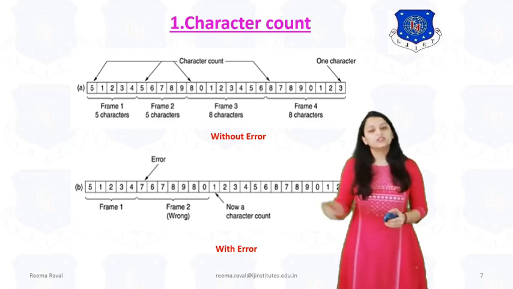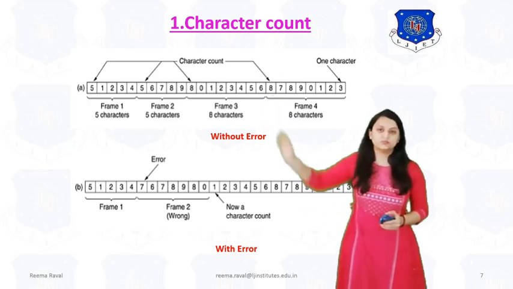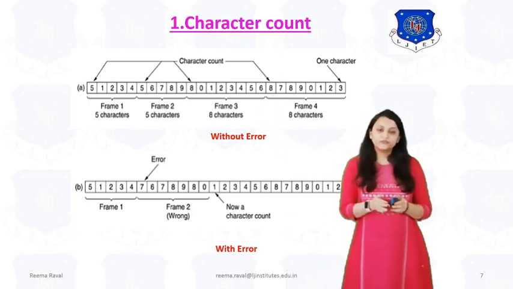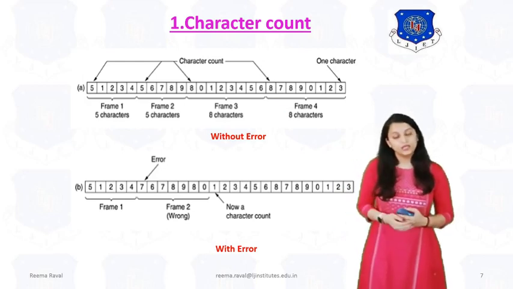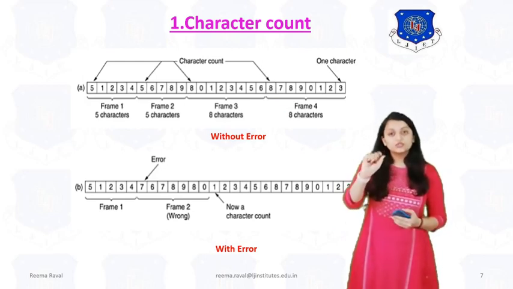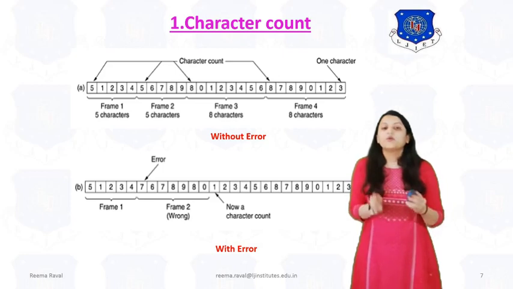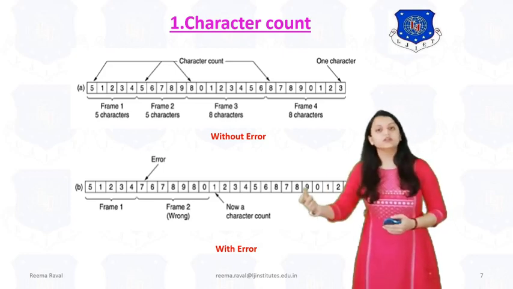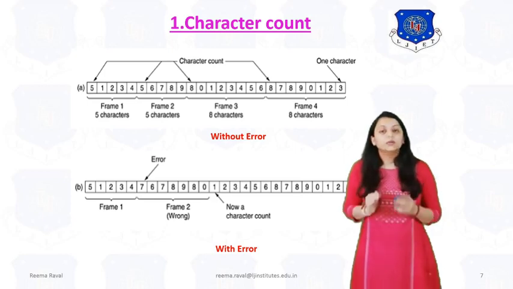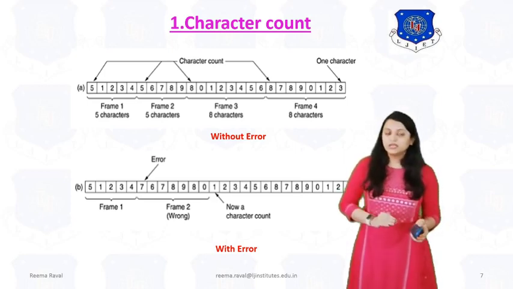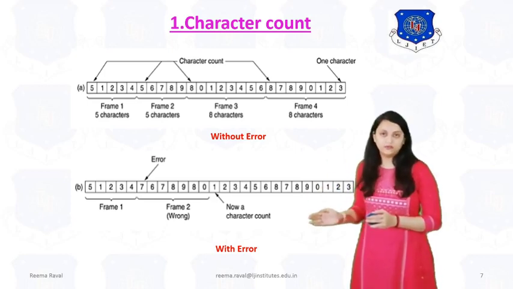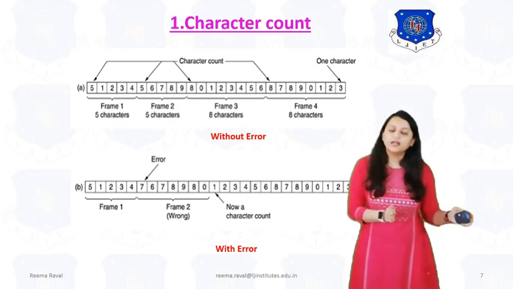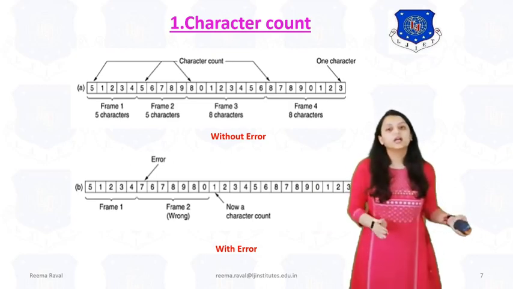Now, what if this count is changed during the transmission? Let's say, for example, the frame length is 8, but that count 8 is changed to 5 or something. Then what will the receiver understand? The receiver will understand that the next upcoming frame length is 5, but actually what was transmitted? It was transmitted as a frame of length 8. So it will store the frame like that and the error will continue.